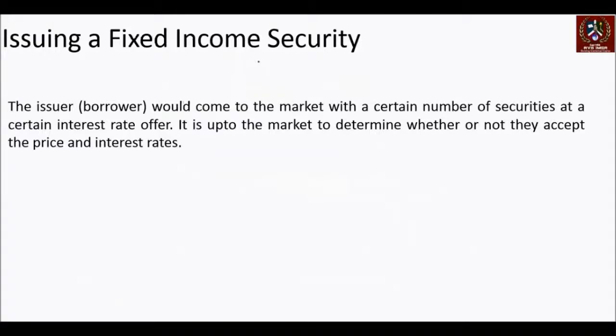Let's understand how a fixed income security gets issued in the market, right? So the issuer, who's the borrower, would come to the market with a certain number in mind, a number of securities at a certain interest rate offer. Let's say there's a company called XYZ Corporate Limited. They come to the market, they want to raise rupees 50 crore, and they determine what possibly is going to be an interesting rate for them, right?